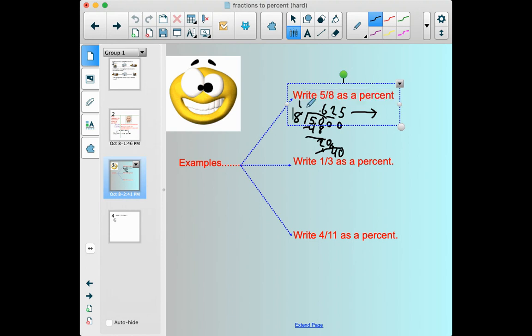Step 2, I'm going to take this decimal and turn it into a percent. And the way I do that is by taking the decimal point and moving it over 2 places. Here's step 2. So 0.625 equals 62.5%.